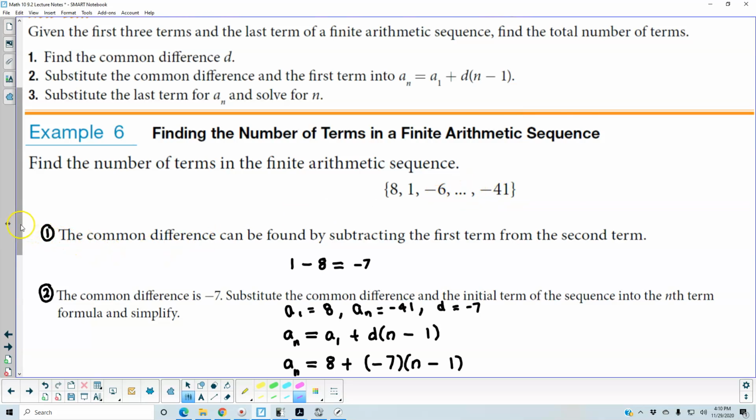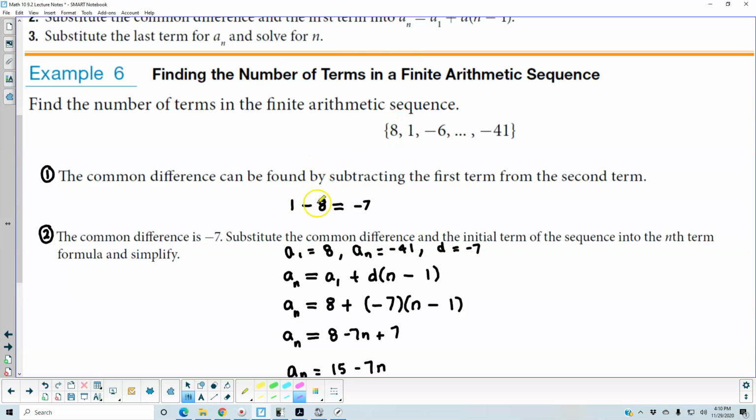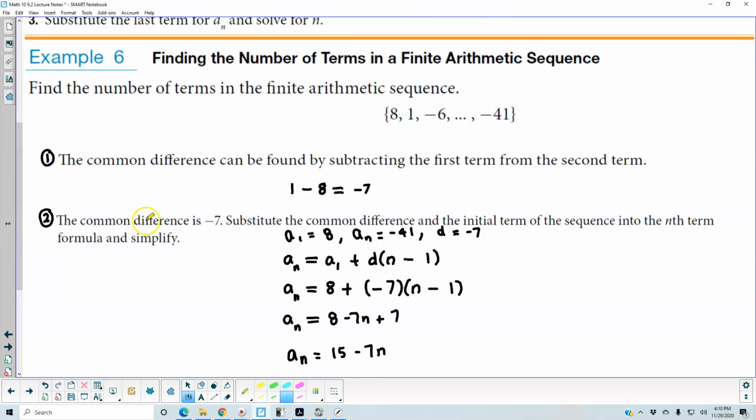So the first thing we need to do is find the common difference by subtracting the first term from the second term. So 1 minus 8 is equal to -7. So we know that the common difference d is -7. And we know that the first term is 8. And we also know that the last term, or the nth term, a subscript n, is -41.